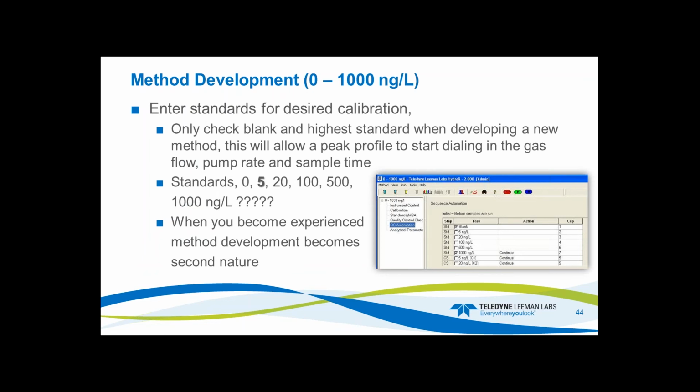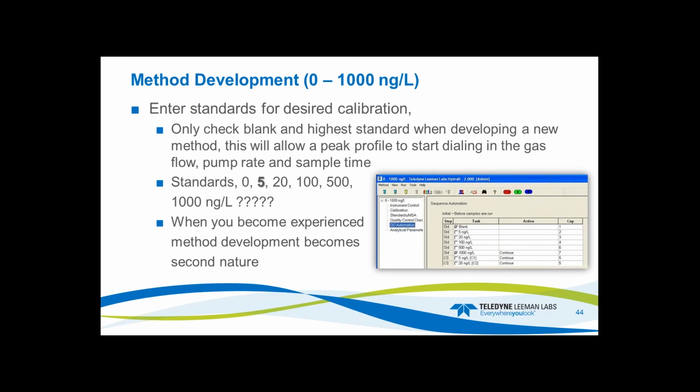So first we're going to look at a method from 0 to 1,000 nanograms per liter, or 1 ppb. So I'm going to enter in the standards and their desired location, but I'm only going to check the blank and the highest standard when I'm developing a method. And this will allow me to do a peak profile by using the system autosampler and do it with automation, so I get the full timing of my system.